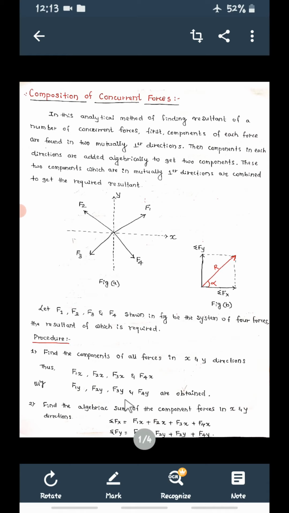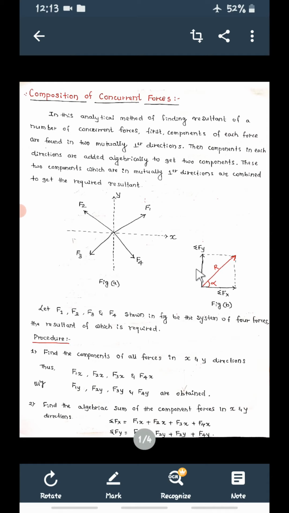Then add all the components along x direction. Summation Fx is nothing but the addition of all the component forces in x direction: F1x plus F2x plus F3x plus F4x. That will give summation Fx. Similarly, add all the component forces in y direction to get summation Fy, that is F1y, F2y, F3y, F4y. So finally, we'll reduce them into two, that is summation Fx and summation Fy.